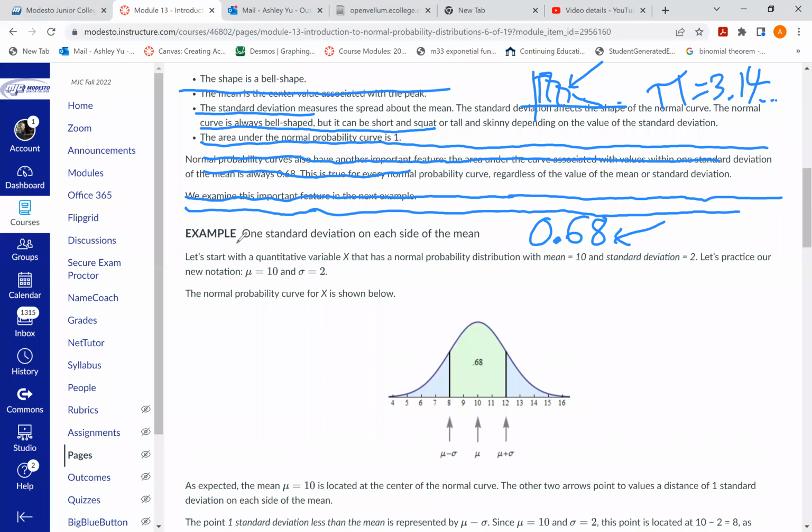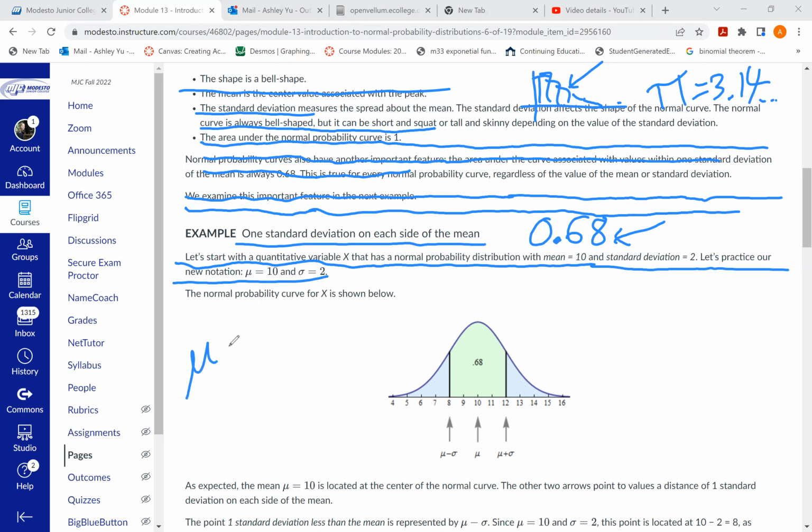Let's see an example: 1 standard deviation on each side of the mean. Let's start with the quantitative variable x that has a normal probability distribution with mean 10, just for a nice round number, and standard deviation 2. Let's practice our new notations. Mu is 10. That's our mean. It's not the mean of a bunch of data values; it was found by some mathematical model or calculations. The normal probability curve for x is shown below. And they said the standard deviation is 2.